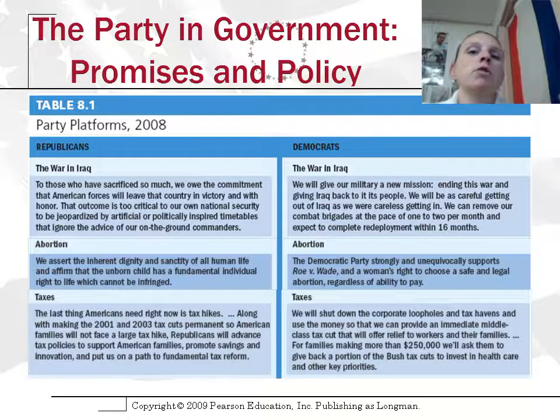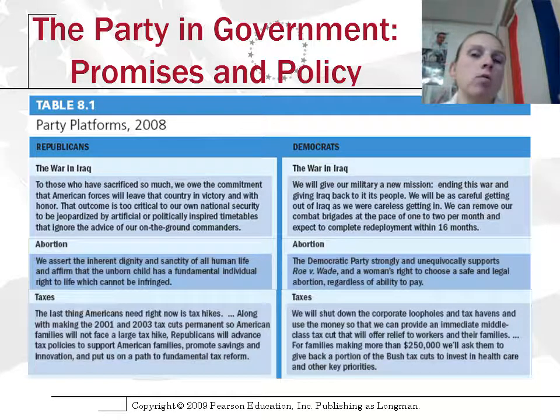Here are some examples of what parties create when they're actually at the national conventions. In 2008, these are the party platforms created by the Republicans and Democrats in just a few areas. You have the war in Iraq, abortion, and taxes. The Republicans basically say we need to be there. We need to make sure that those who have sacrificed so much, that we're committed to making sure that we meet our goals, whereas the Democrats are like, we have a new mission, we're going to end this war and get out of there as quick as we can.